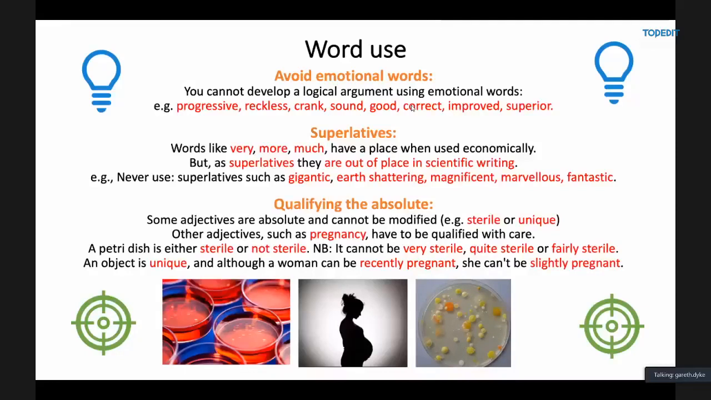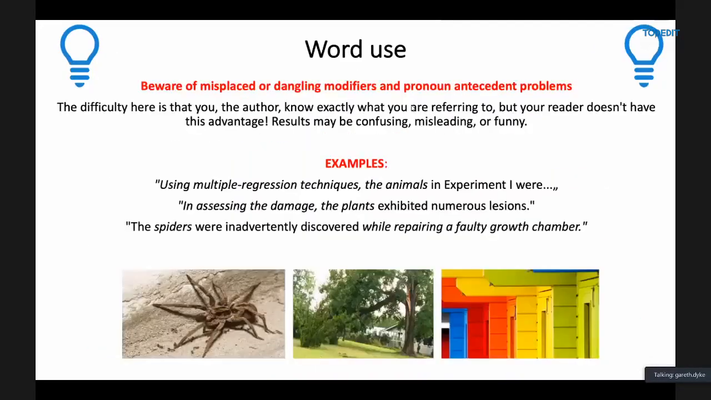And be careful with your adjectives. Some adjectives in English cannot be modified. Something is either unique or it's not. Something is either sterile or it's not. Other ones, like pregnancy, a very good example, have to be qualified with care in your writing, because somebody can be recently pregnant, but they can't be slightly pregnant. Have a look at some of the examples on this slide and on the other slides in this presentation when you think about writing your next article, because I hope that some of this will help you.